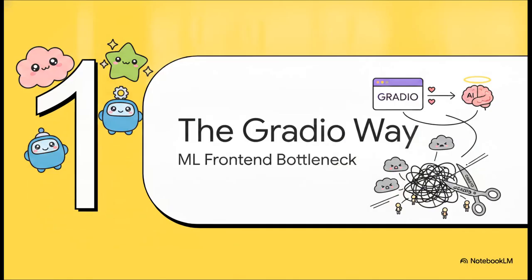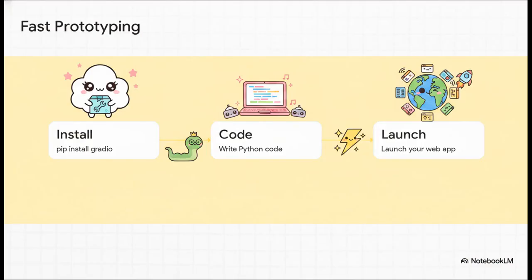Section 1, the ML front-end bottleneck versus the Gradio way. This is what lightning-fast prototyping actually looks like. It's basically a 3-step process. Step 1, pip install Gradio. Step 2, write a handful of native Python lines. Step 3, launch your web app. Boom. Done. Zero JavaScript or CSS experience required. It completely empowers you to go from a raw back-end machine learning idea to a fully functional interactive web app with basically one command. It's all about keeping you in the programming language you already know best.